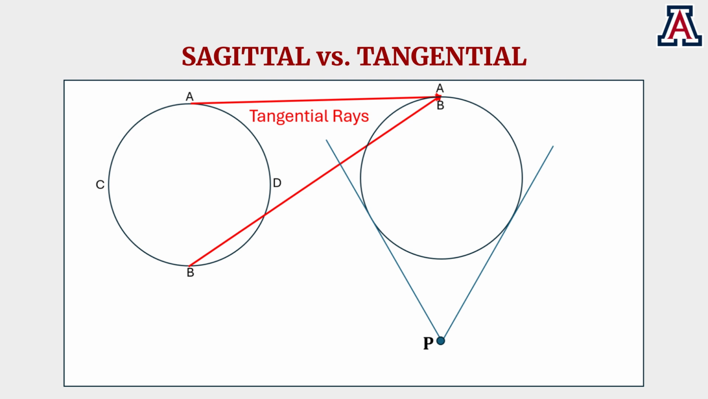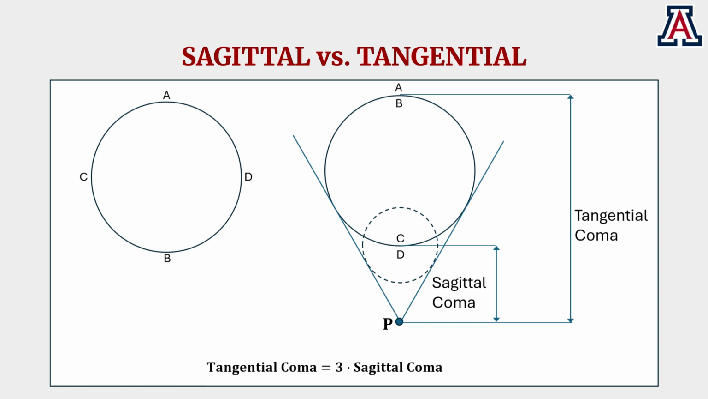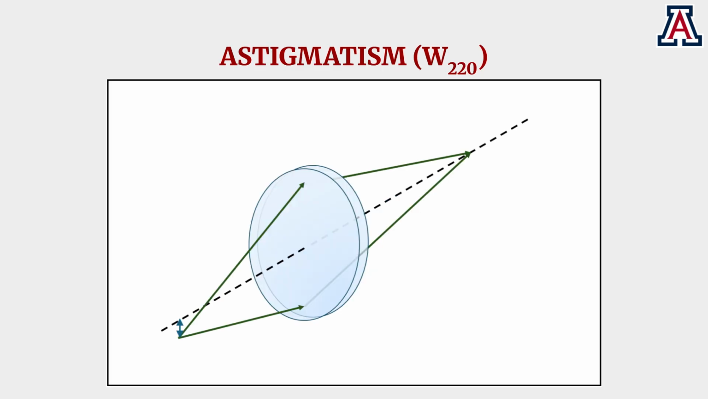structure associated with coma. Now consider rays in the sagittal plane, which is perpendicular to the tangential plane. Rays from pupil points C and D map to a more compact region, forming the base of the spot. Together, these rays create the asymmetric distribution characteristic of coma. It is quantified using transverse ray aberration, measured from the paraxial point P. Here we see that the tangential coma is larger than the sagittal coma, with Seidel theory predicting a ratio of about 3 to 1.